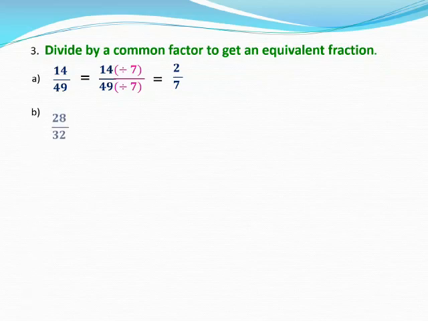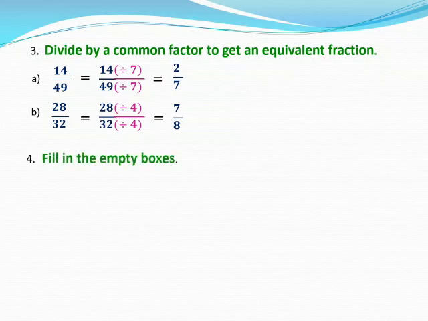Next question, 28 by 32. Here we can see that both the numbers are even numbers. So 2 will be a common factor. Check any other common factor. You know 4 is a factor of 28. Check 4 is a factor of 32 also. Yes. So we can choose 2 or 4. Here divide by 4. When we divide 28 by 4, what is the answer? 7. And when we divide 32 by 4, we get 8. So the answer is 7 by 8.